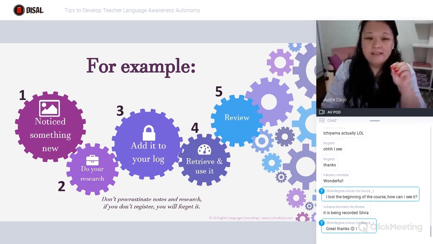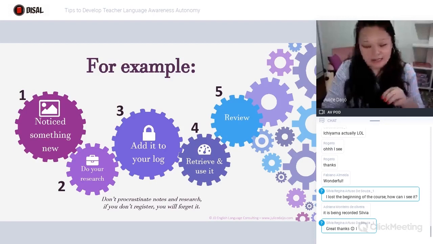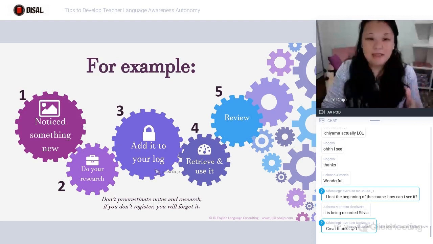Some people like one neat notebook. I say keep one in your phone, keep one at home, keep one at work. So anytime you see something, you can write it down. Later, you're going to retrieve and try to use it. And even later on, you're going to review and see if you remember.